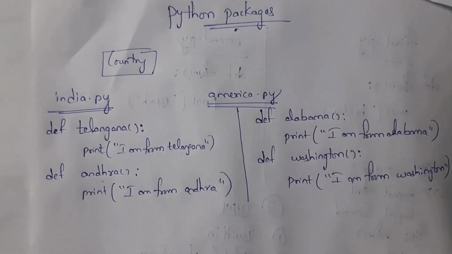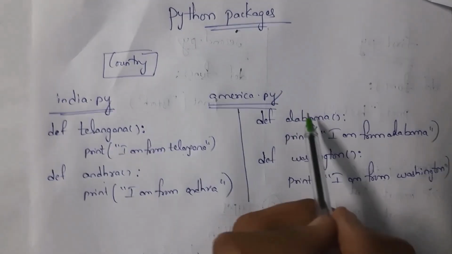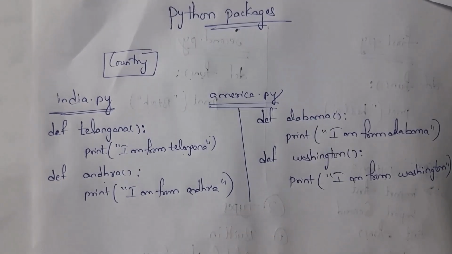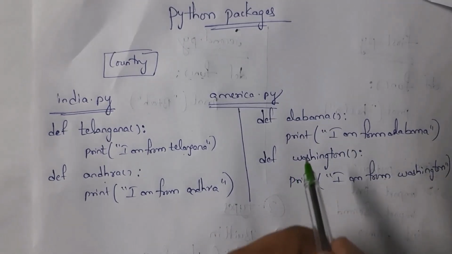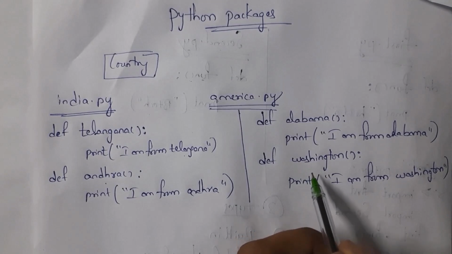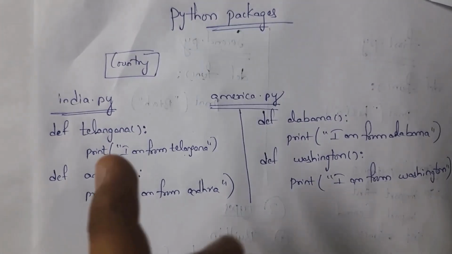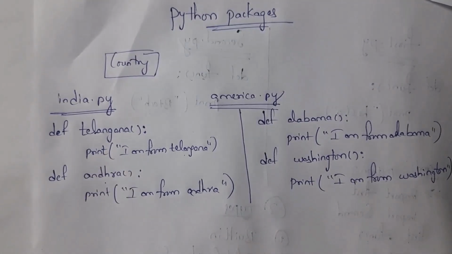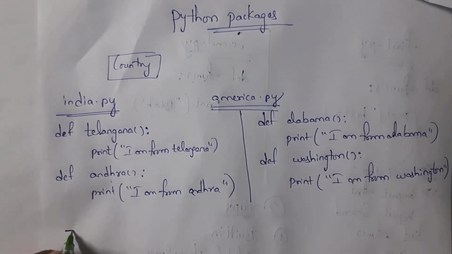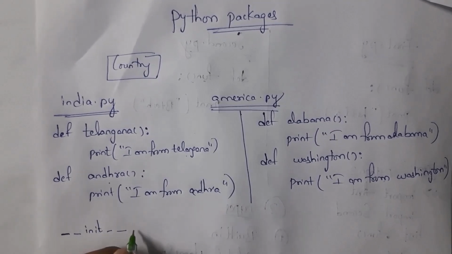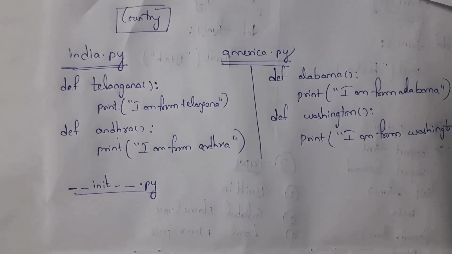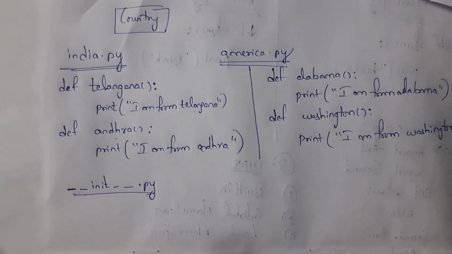Next, I created another module that is america.py. Similarly, america.py contains two functions. They are Alabama and Washington. The Alabama function contains the statement I am from Alabama, whereas the Washington function contains the statement I am from Washington. These are two modules, and again we need to create another module that is __init__.py. So just create __init__.py. Create this module and don't write anything inside it, just create that module.